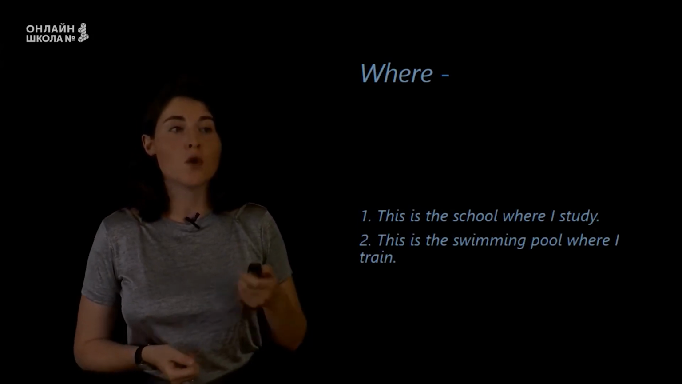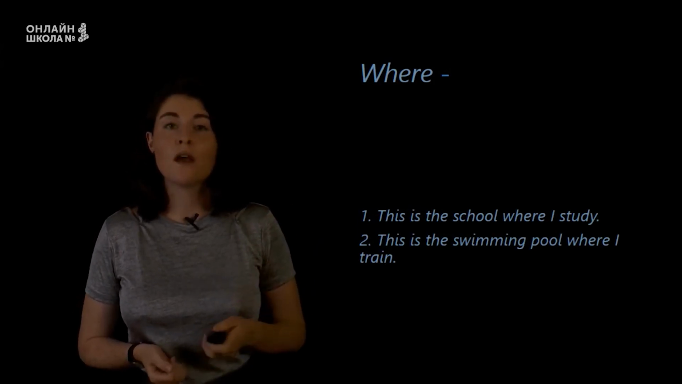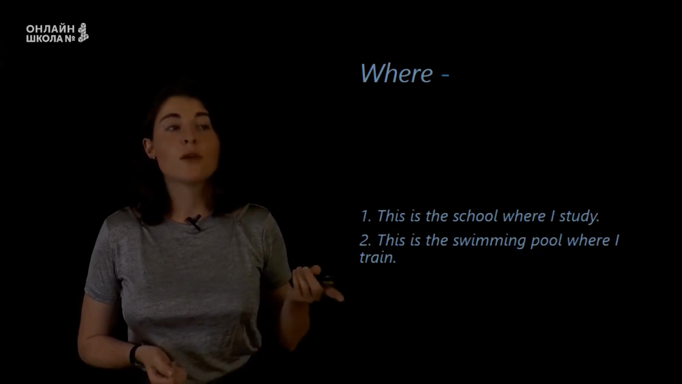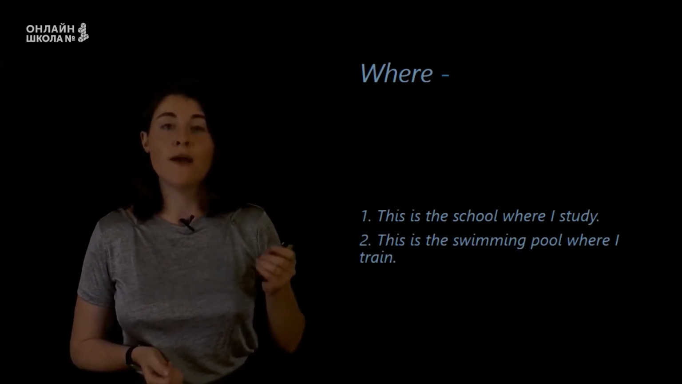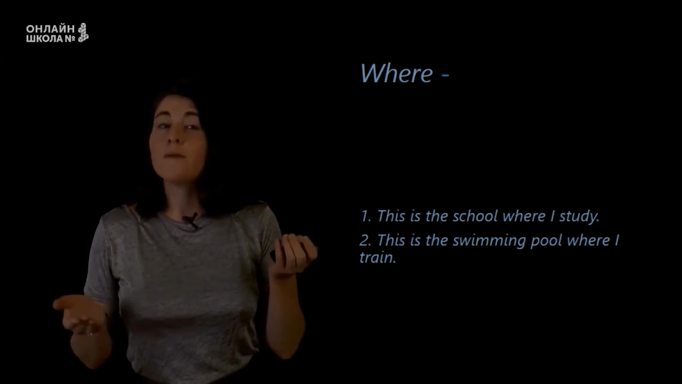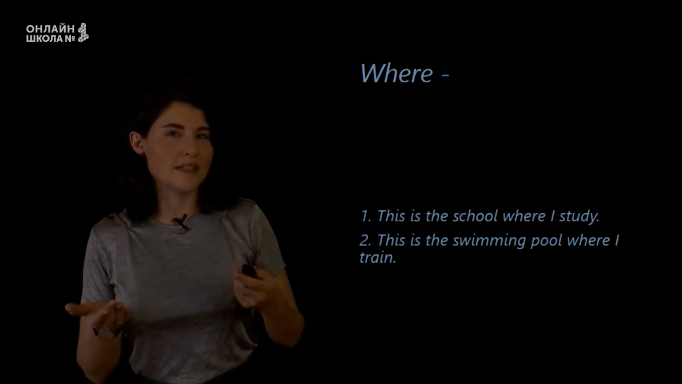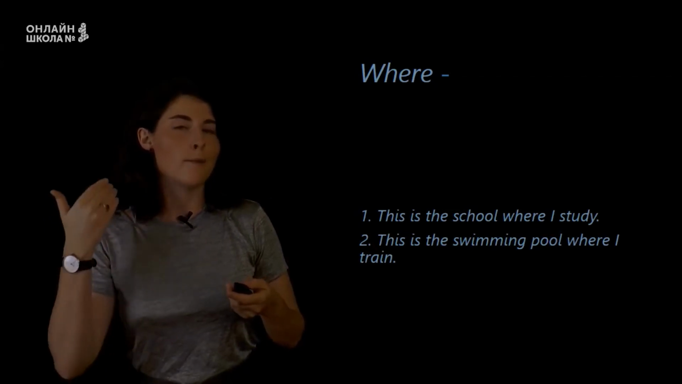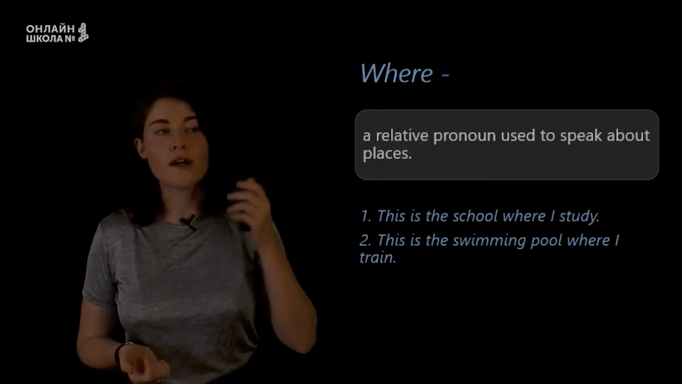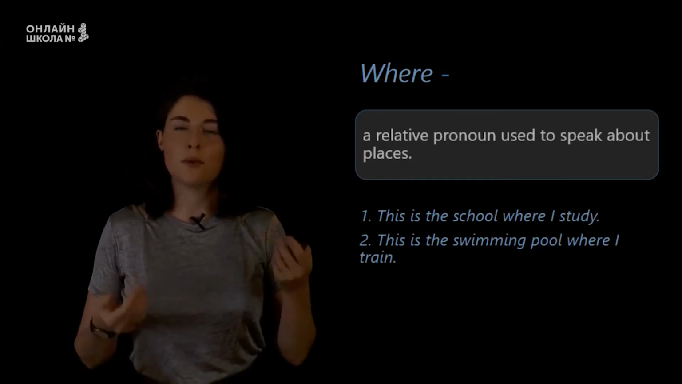Next pronoun is where. Examples. This is the school where I study, and this is the swimming pool where I train. Swimming pool and school. What do they have in common? They are all places. Это места. So we use a relative pronoun where when we speak about places.